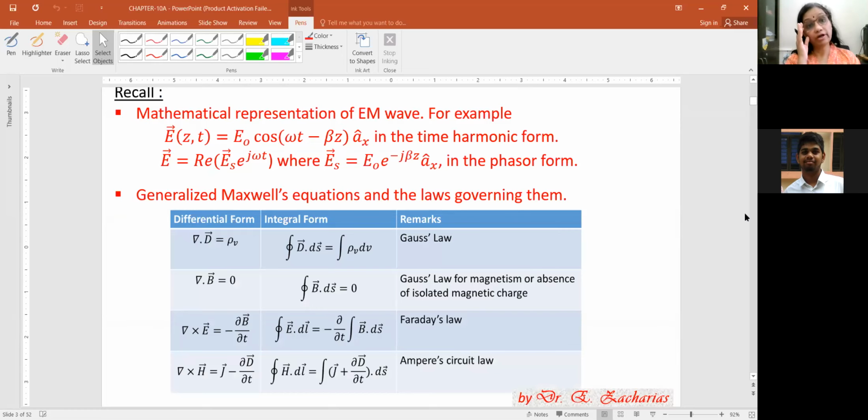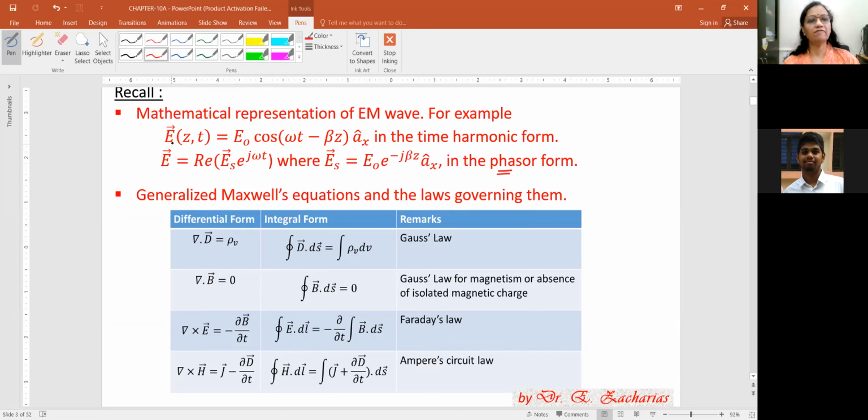Before we go ahead, I want you to recall some things that we have studied, which will be required for this particular chapter. One thing that you're going to require is the mathematical representation of an electromagnetic wave. This is something that you're going to refer to again and again. More specifically, we'll be talking about the phasor form, phasor representations. Last time, when we just introduced it in the previous chapter, I said we will use it in chapter number 10. So this is where we are going to use it.